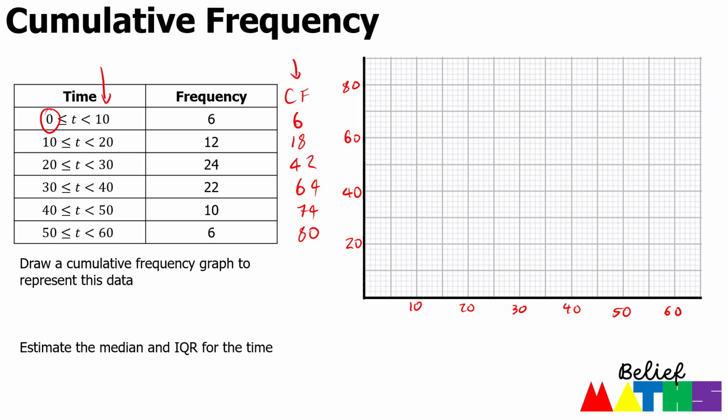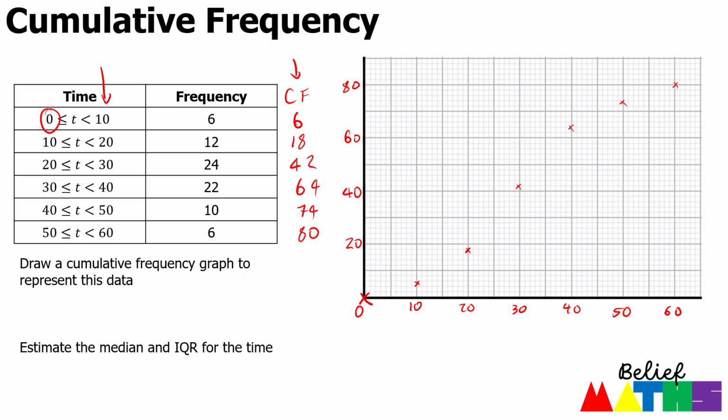And our graph is going to start at 0 because 0 is our first value here. So we then go 10 up to 6, which is there. 20 up to 18, which is there, because every little box is worth 2 for us. 30 up to 42. 40 up to 64, 50 up to 74, and then 60 up to 80.